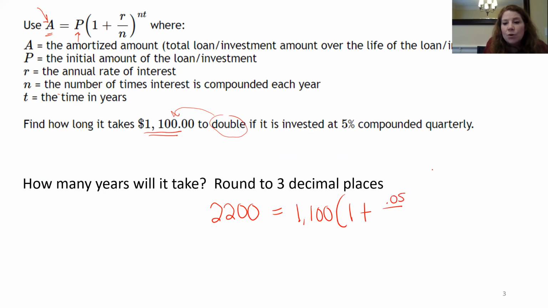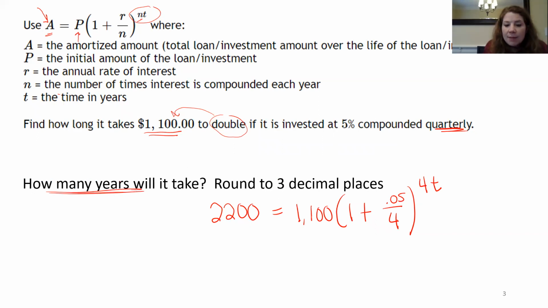It's compounded quarterly. How many quarters are in a year? 4. And then in our formula here, our n means, once again, how many times a year it's compounded. And our time is what we're looking for. It's asking for how many years will it take to double our investment.